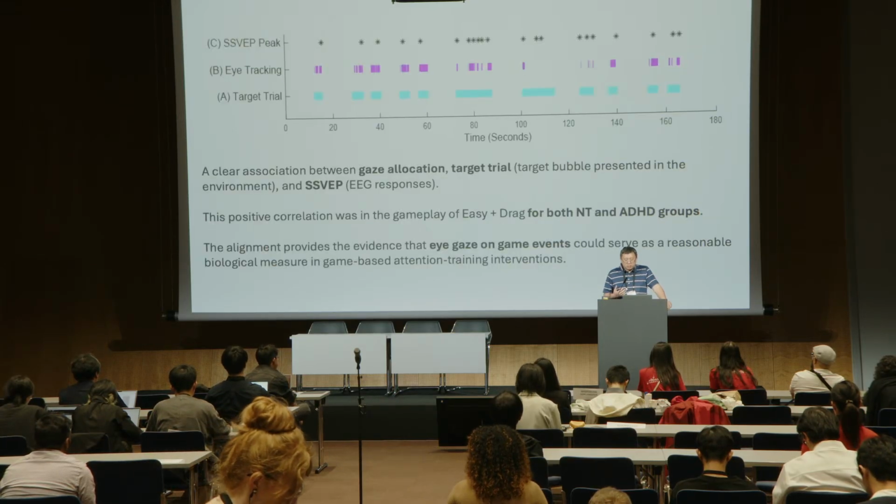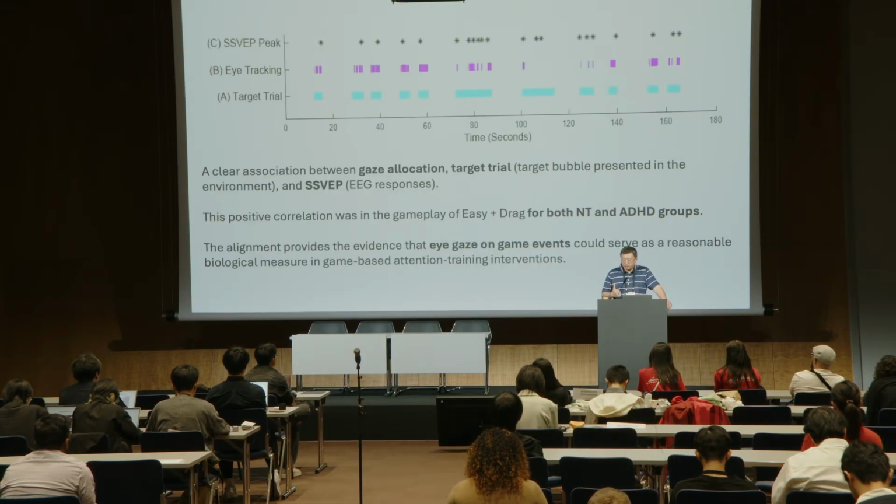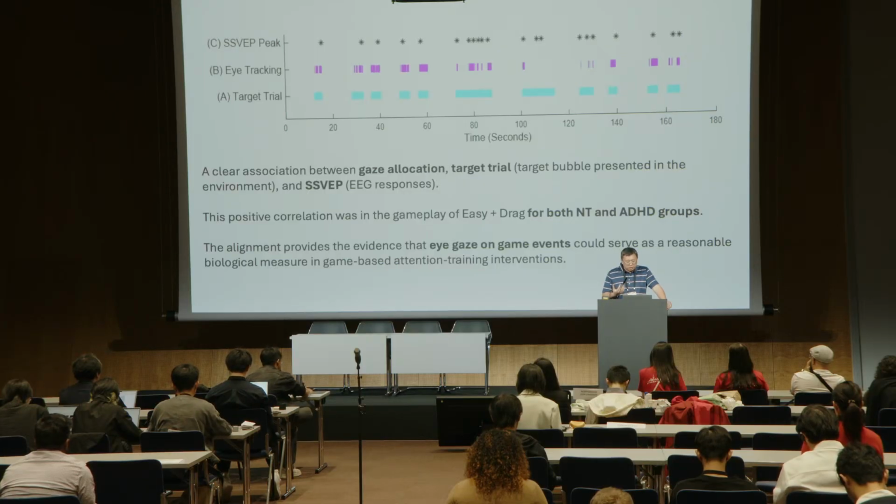Another thing we found, some interesting things in the data over the gameplay time, is this alignment. As you can see, the A, B, C labels show that the bubble target appearance, EEG signals, and eye gaze events all line up in time. So this is important evidence that indicates a potential use of eye gaze as a reasonable biological measure.